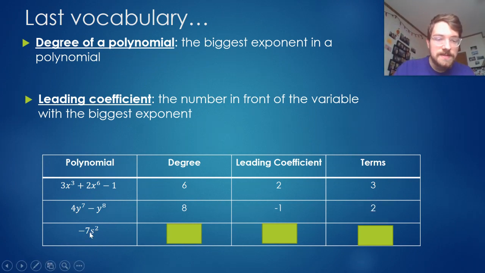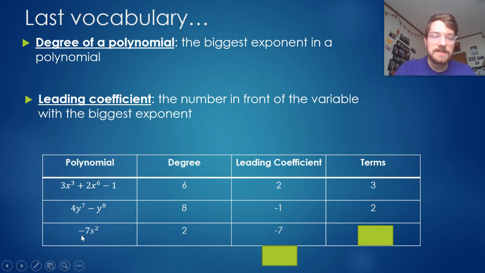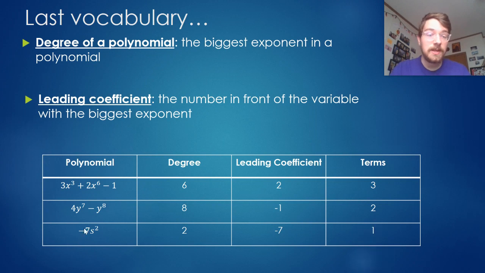Last one, I got -7s to the second power. Well, that one's pretty nice. There's only one term in there, and the only exponent is 2, so my degree is 2, and there's only one leading coefficient. That 2 is attached to an s, which is in front of a -7, so -7 is our leading coefficient. And like I said before, there's only one term, so it's a monomial.